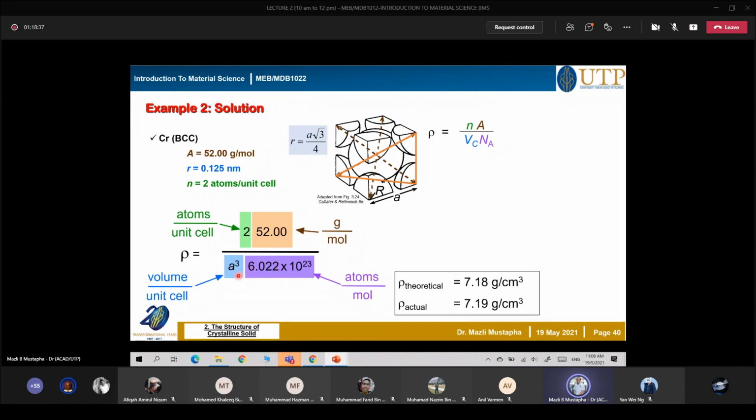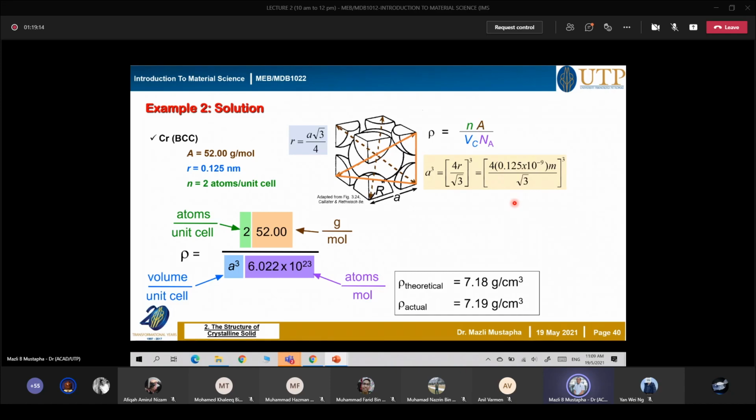Then we need to change this A cubic to R cubic. Why? Because they give us the R value in the question. They didn't give us the A value. But this is quite straightforward. You need to replace the A value by the R value. The R value is given, but we should know the relation between R and A in this body centered cubic system.